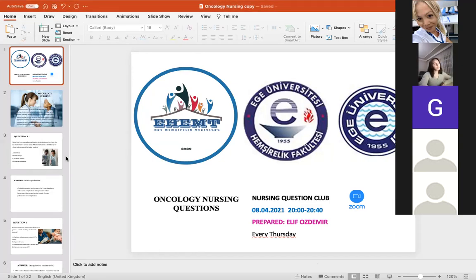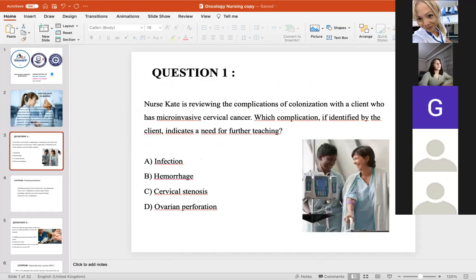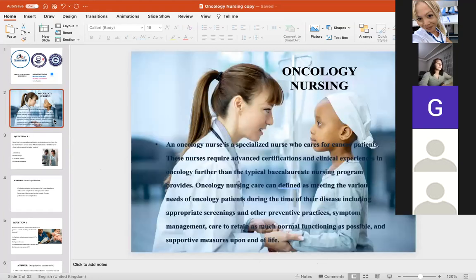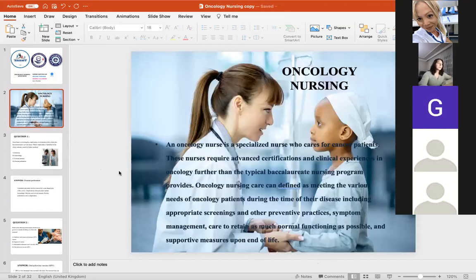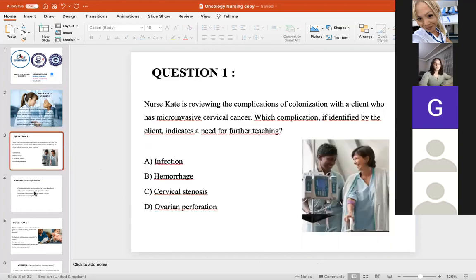Now, questions. Question 1. Nurse Kate is reviewing the complications of conization with a client who has micro-invasive cervical cancer. Which complication, if identified by the client, indicates a need for further teaching? A. Infection. B. Hemorrhage. C. Cervical stenosis. D. Ovarian perforation.